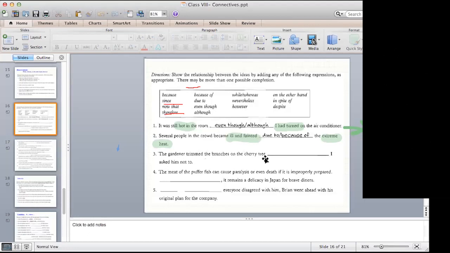The gardener trimmed the branches on the cherry tree, even though I asked him not to. Even if I asked him not to. Even though I asked him not to.